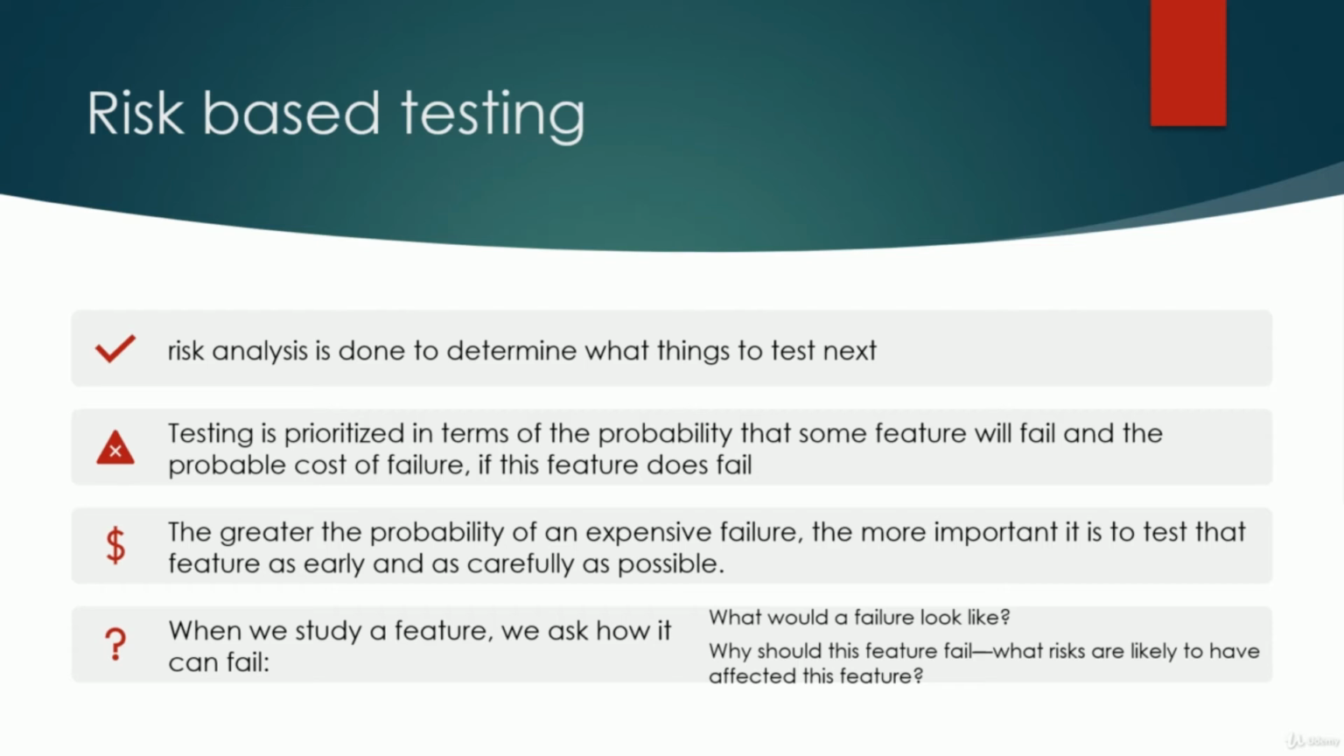And why should this feature fail? What risks are likely to have affected this feature? We know, for example, that the coder did significant changes in the code of the shop, and that she didn't feel confident that everything is going to work as intended. So this is just a very simple, obvious example, but I just want to show you how it would be applied in the real world.